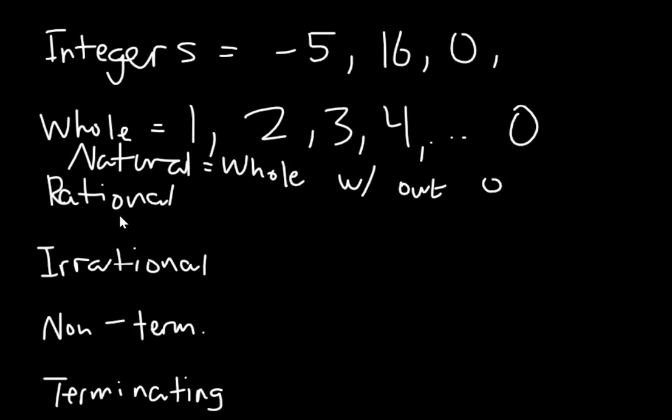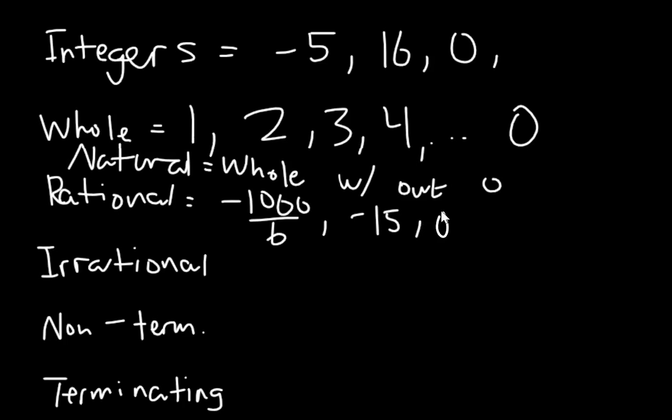The next one, rational numbers. Rational numbers are just any numbers that can be written as a fraction. So that includes basically any number you've seen so far. -1000/6, -15, 0, 1/3. Any number that can be written as a fraction. So, for example, 5 can be written as 5/1.